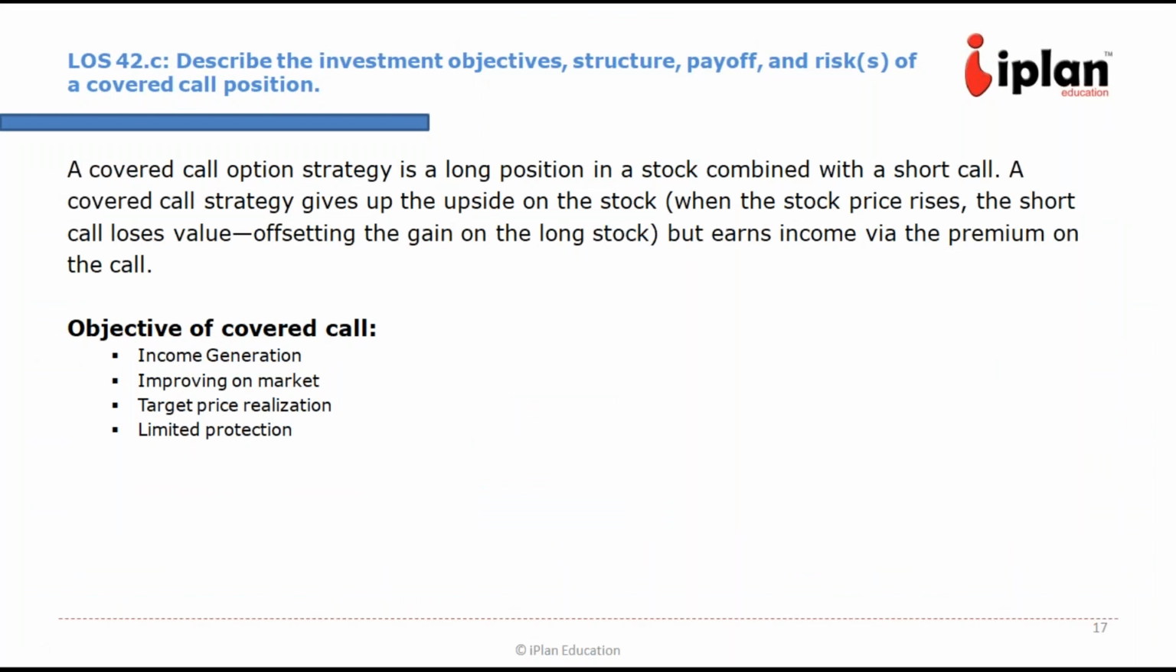So it gives you limited protection. It gives you target price realization. So after 11,250, you will have no more extra profits, but your targets are realized. So improving on the markets, if you don't know about what direction it will go, still you can make some extra profit from call options. And if you're taking the covered call at the same strike price, it will give you a bigger protection on the downward side.